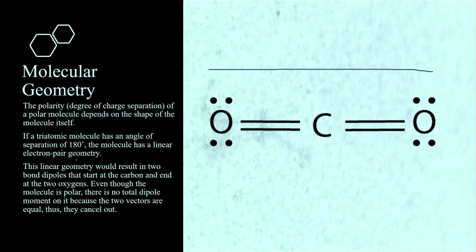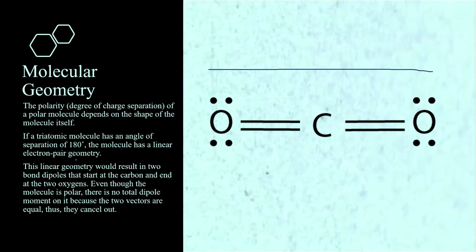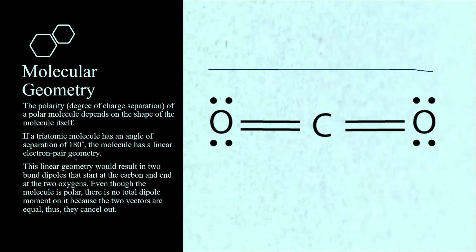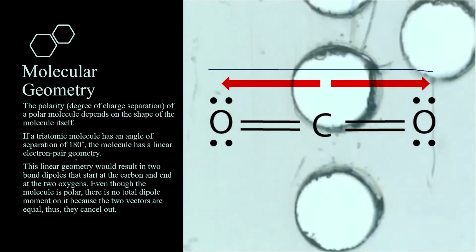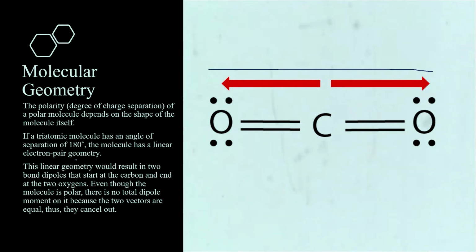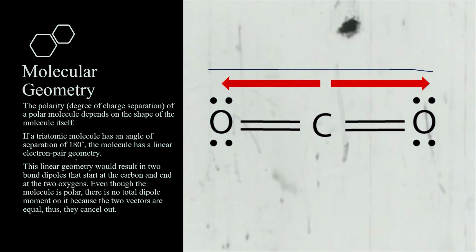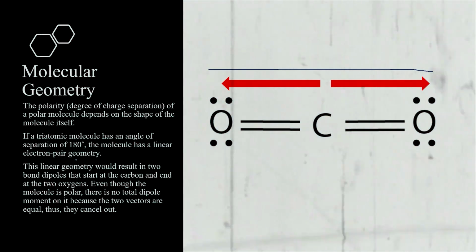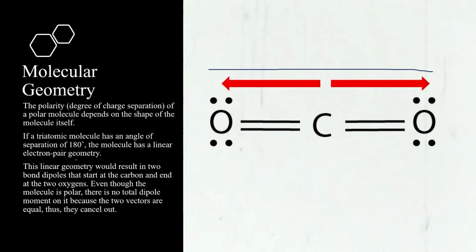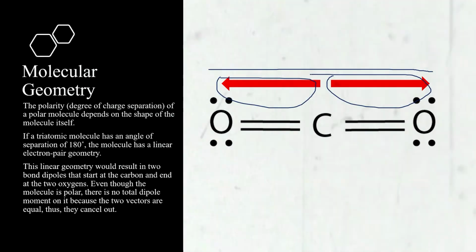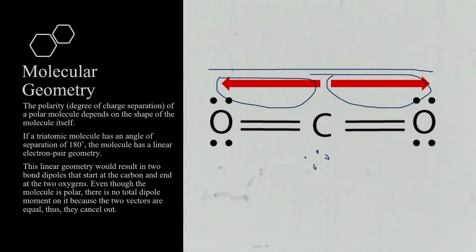Now, this linear geometry would result in two bond dipoles that start at the carbon and end at the two oxygens. And we can see that here, because oxygen is more electronegative than carbon, so it will pull on the carbon's electrons. Now, even though the molecule is polar, there is no total dipole moment on it because the two vectors are equal, thus they cancel out. This vector, or dipole, is equal to this vector, or dipole, so they cancel out and there is no total dipole moment on it. Meaning, the electrons basically are tugged on both sides equally and remain in place on the carbon.